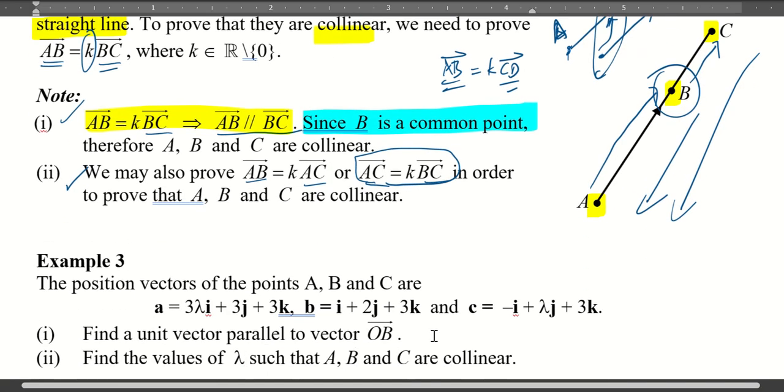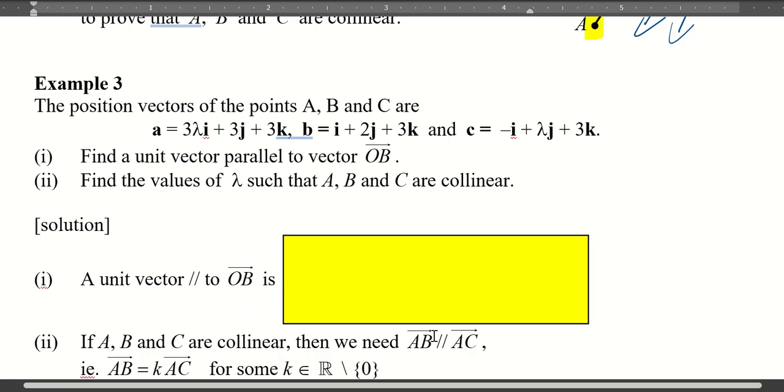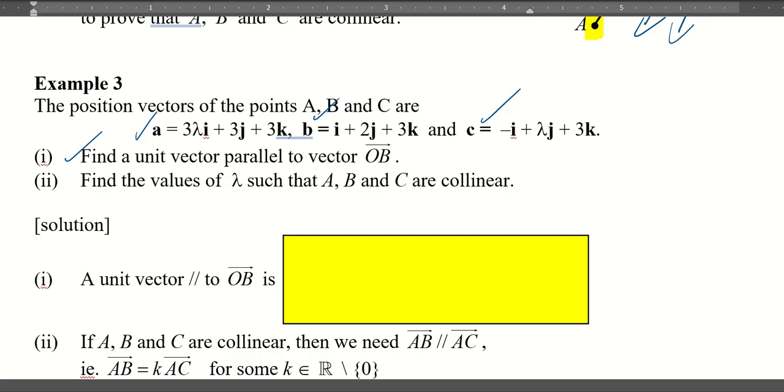Let's look at example 3. Here we are given 3 vectors, OA, OB, and OC. Part 1: can you find a unit vector parallel to vector OB? OB, I can also write in this manner, small b with a tilde below. This is the vector OB.